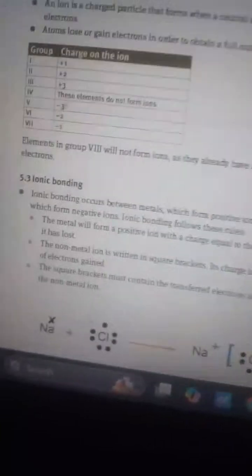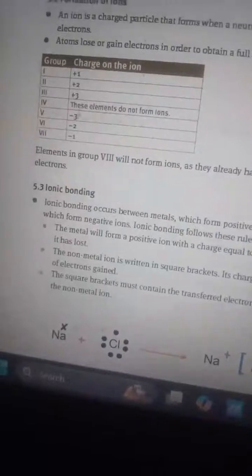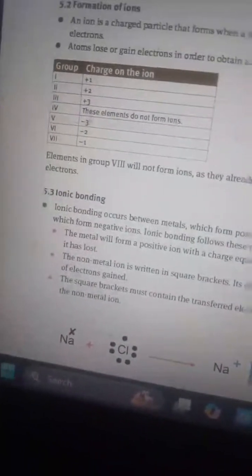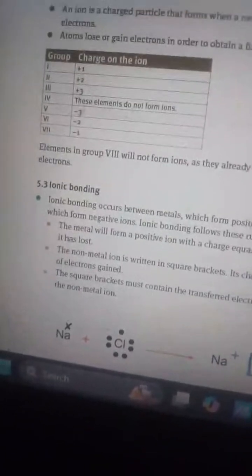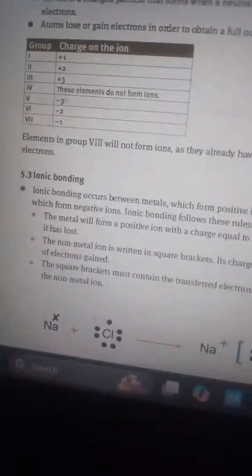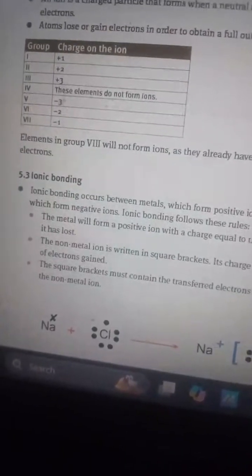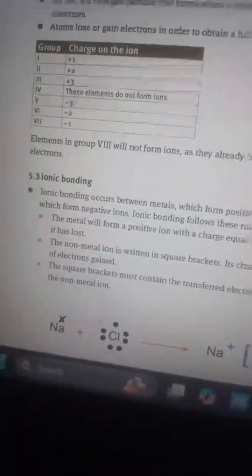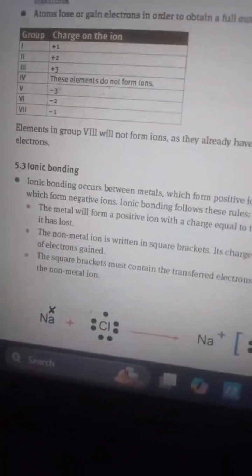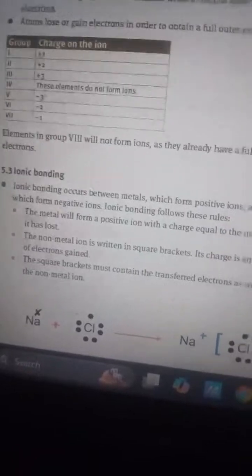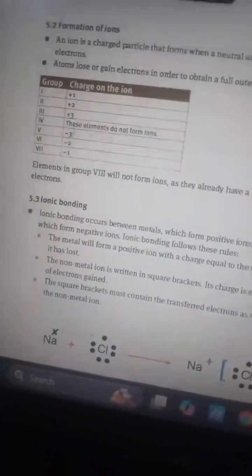Okay, so the formation of ions. Sorry, an ion. Remember, we did touch on this. An ion is a charged particle that is either negative or positive. It's positive if it loses electrons, and it's negative if it gains electrons. Right, if the atom gains or loses electrons, and the atoms lose or gain electrons in order to obtain a full outer energy shell.